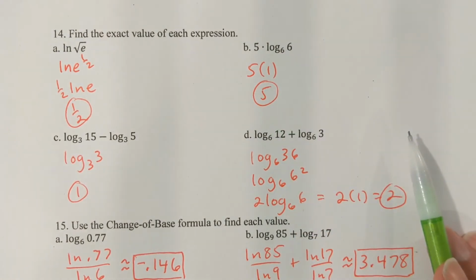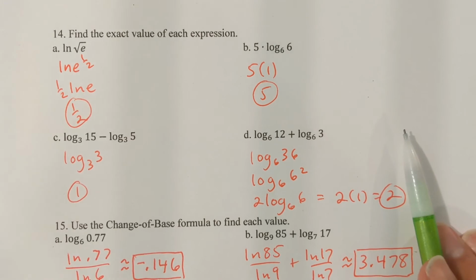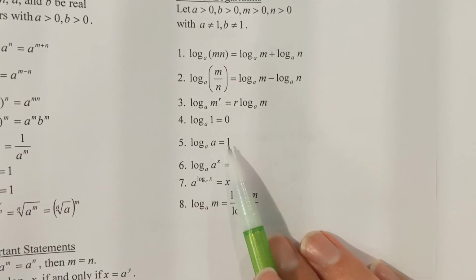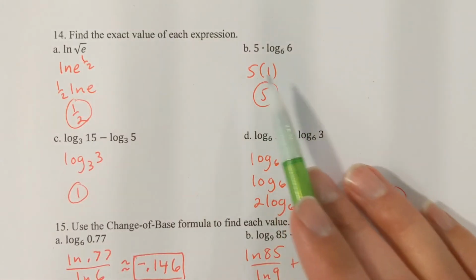Part B, we got 5 times log base 6 of 6. So whenever the base and the input number are the same, you always get 1. That's law 5. 5 times 1 is 5.